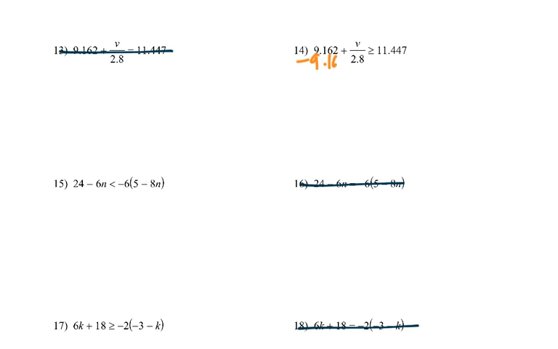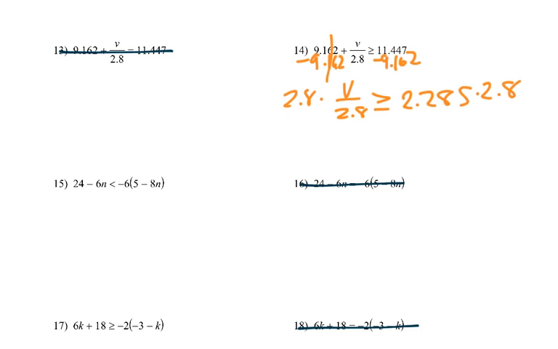So subtract 9.162. So we get v divided by 2.8 greater than or equal to 2.285 times by 2.8, and we get v is greater than or equal to 6.398, which, if we needed to do the equation, same exact thing.